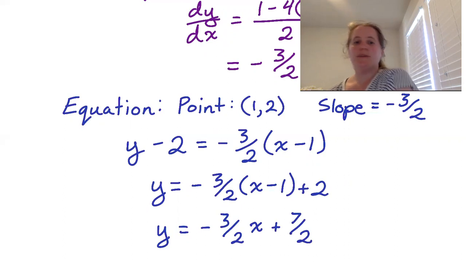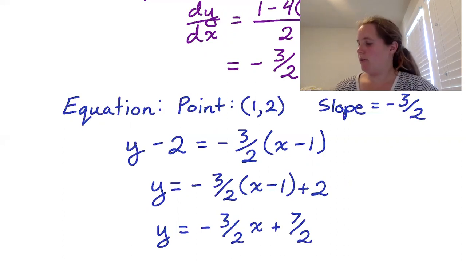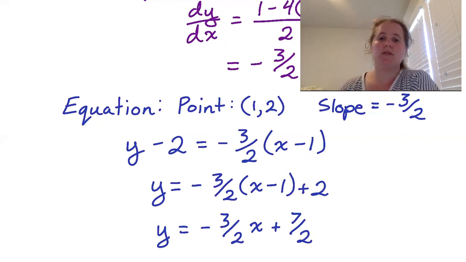So again, we've just found our equation to a tangent line. It's pretty similar to what we've done before. It's just using implicit differentiation to find the slope.